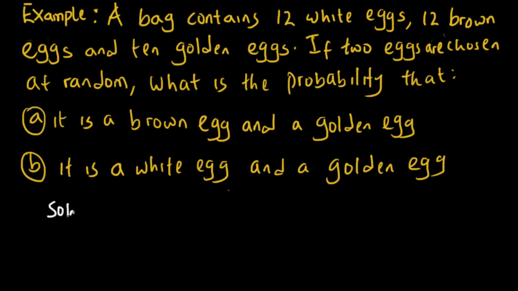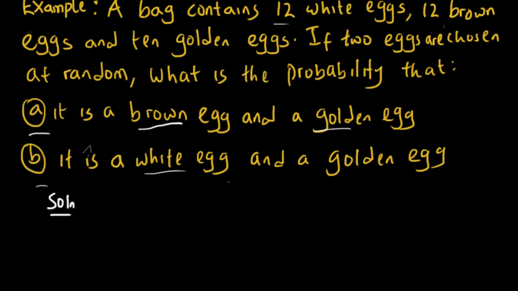Now let's solve this. You need to note down, like other questions we've solved, we are not given the probability of choosing a brown egg or a golden egg or a white egg. So we have to find that first. We are only given the number of eggs in the bag, so we have to find that first before we can solve A and B.